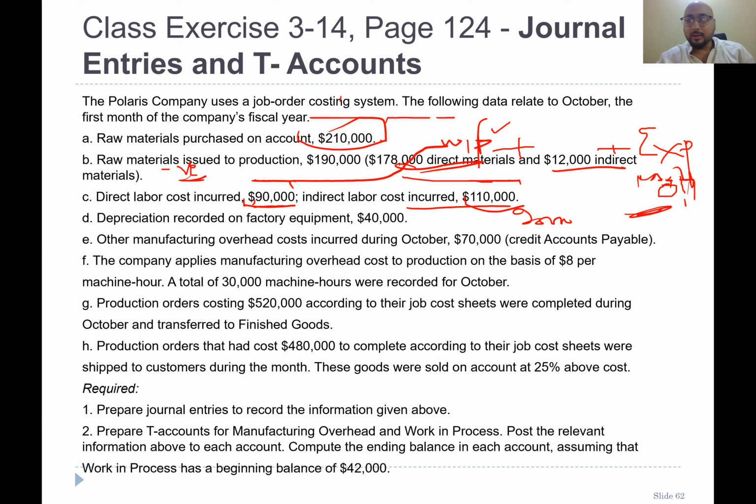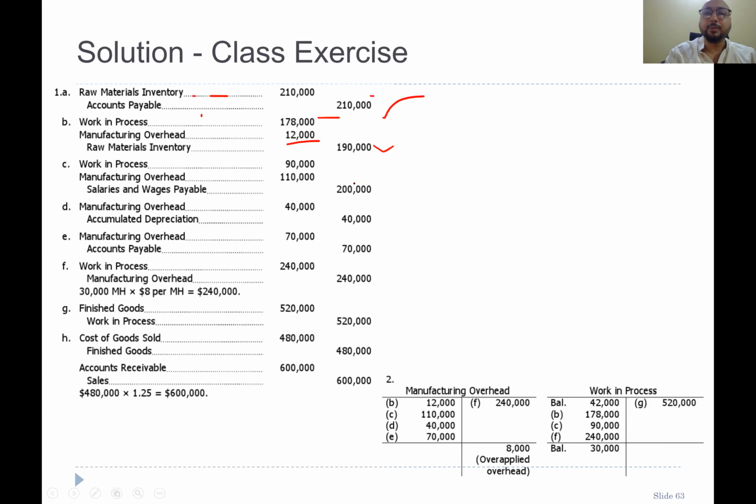But did we pay salary? The question didn't mention that we paid salary. It means we create a payable or liability. So liability increased by 200,000. From that 200,000, 90,000 belongs to work in progress and 110,000 belongs to manufacturing overhead. Entry would be work in progress, manufacturing overhead to salaries and wages payable, right?